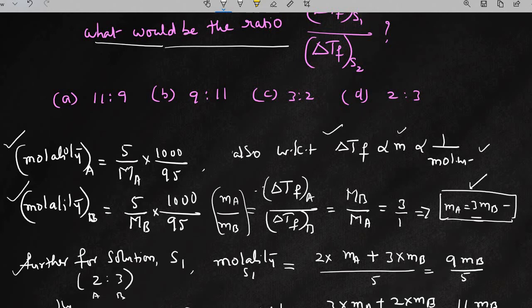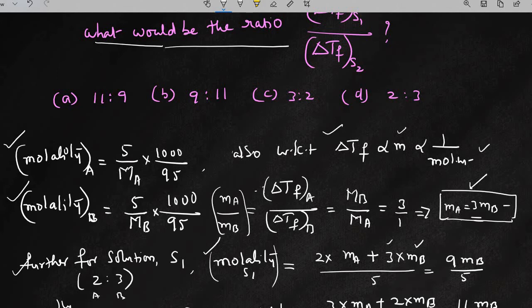How was S1 prepared? S1 solution was prepared by taking a 2:3 ratio by volume. That means the volume of A is 2 and the volume of B is 3. And you know the mixed solution concentration formula, that is M1 V1 plus M2 V2 by V1 plus V2. Using that formula, you can find the molality of the S1 solution. Molality of S1 is equal to molality of A into its volume 2, plus molality of B into its volume 3, by V1 plus V2, which is 5.